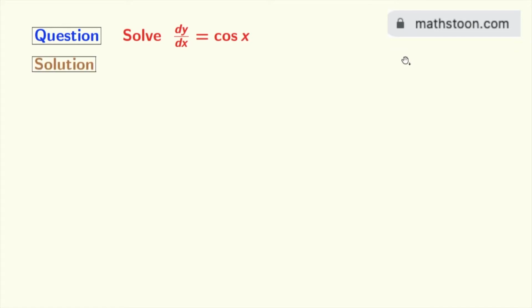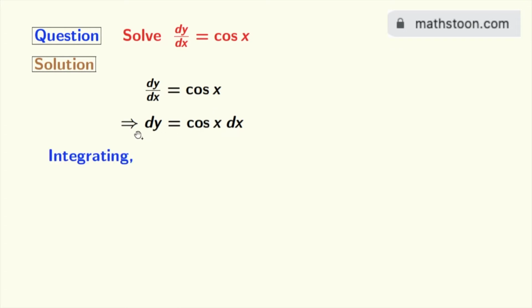Now let's start. This is our given differential equation. Rewriting this, we get dy = cos x dx. Integrating this, we get ∫dy = ∫cos x dx.